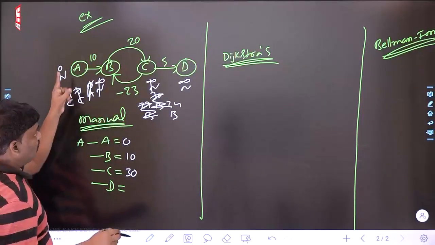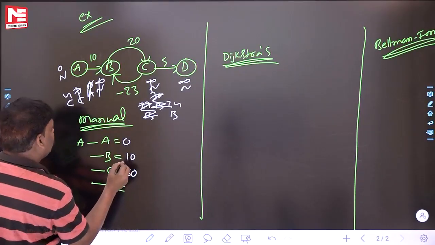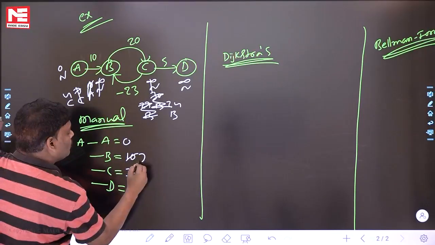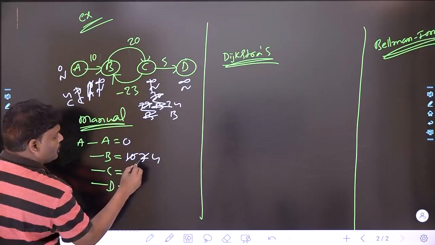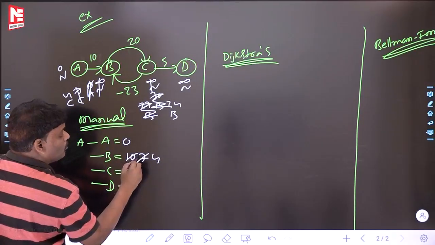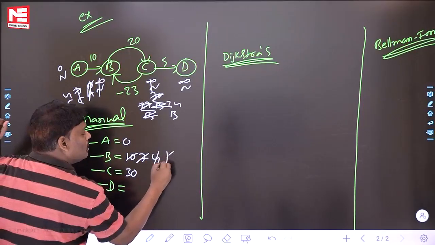Please check. That is the reason I gave this problem. What is the first time? 10. Next 7. Next 4. If you observe, there is a difference of 3 each time. 10 minus 3 is 7, 7 minus 3 is 4, 4 minus 3 is 1, 1 minus 3 is minus 2.